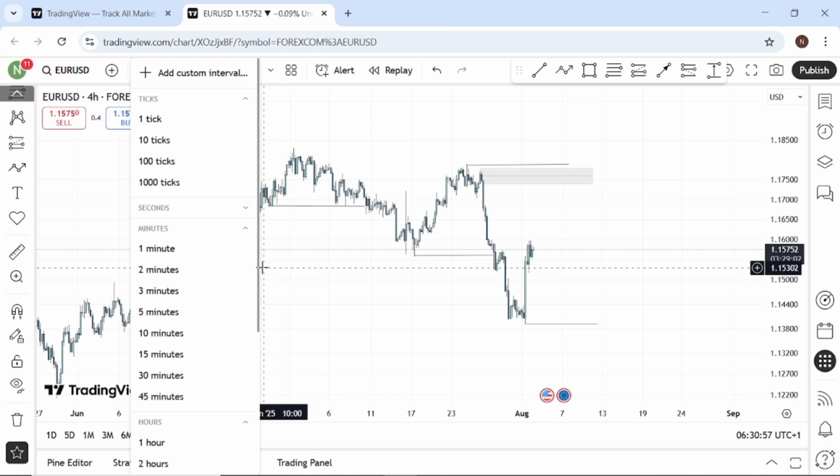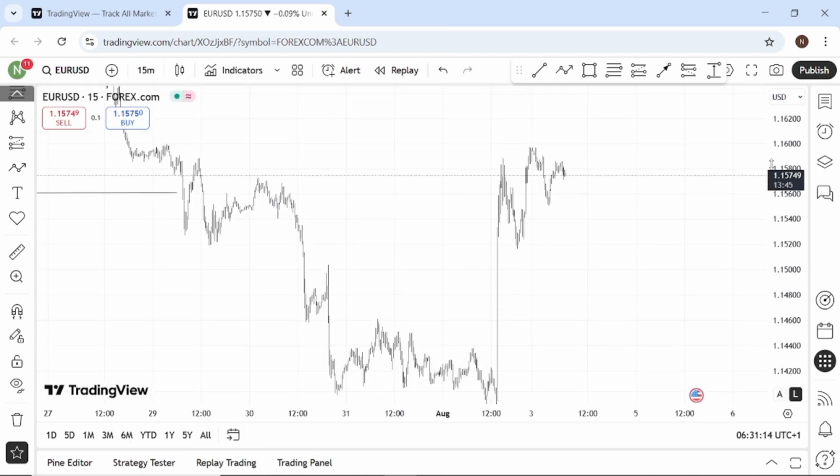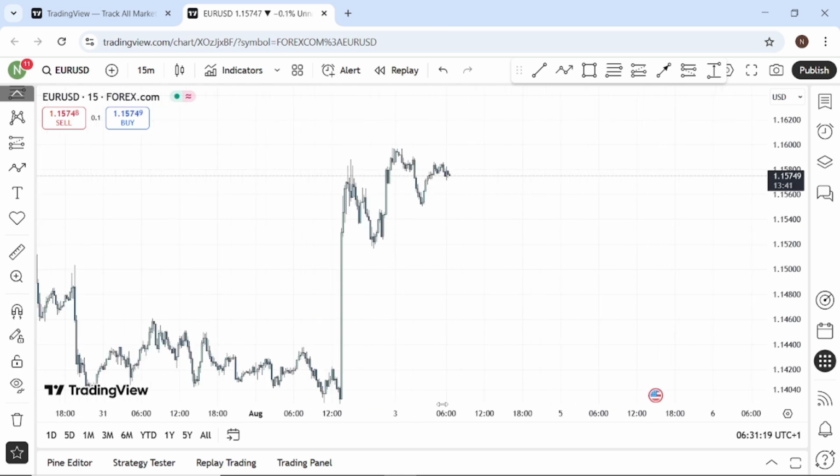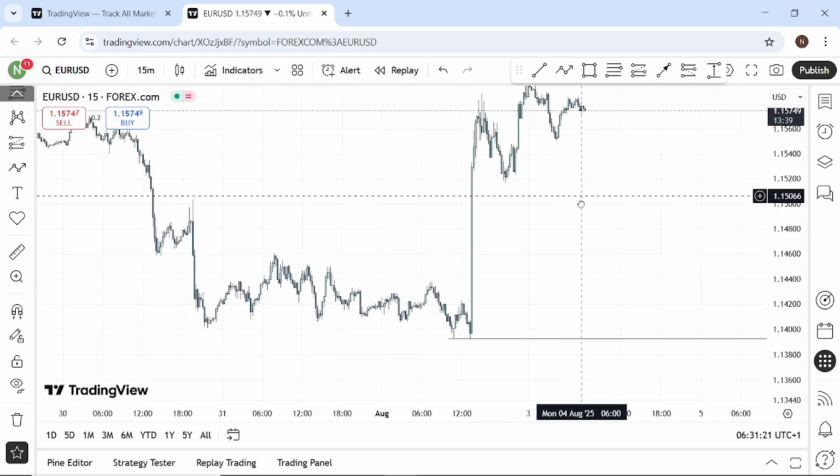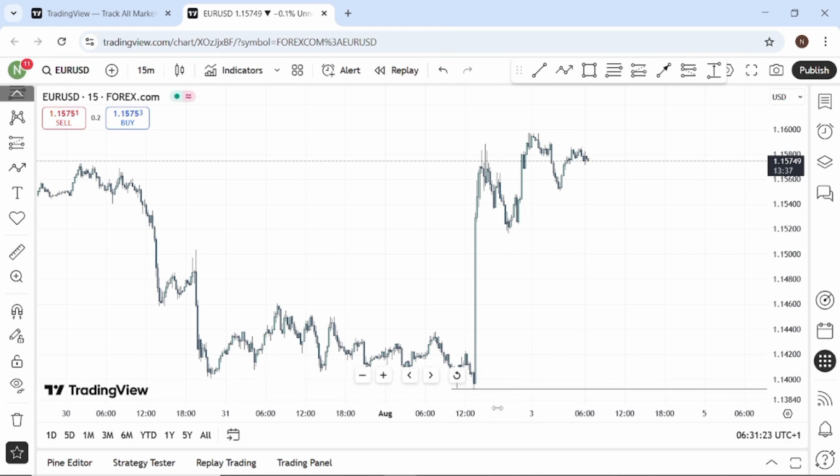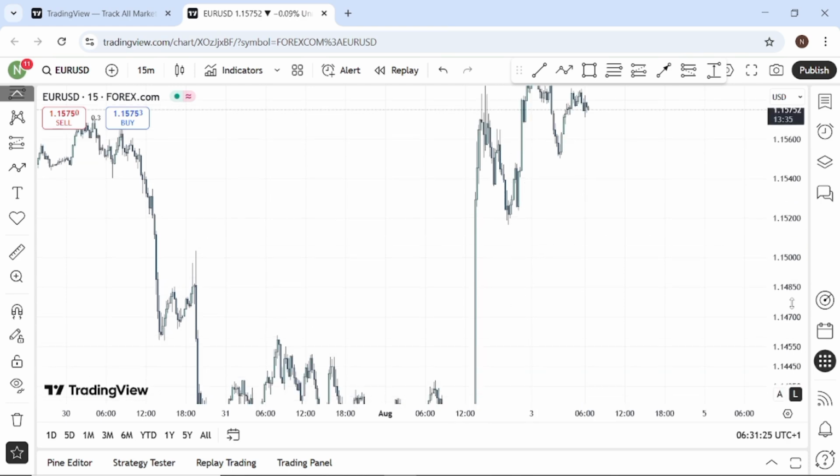Now let's go straight to the 15 minutes time frame. On the 15 minutes time frame, you can clearly see that price is in an uptrend, which means the internal structure of the H4, which is the 15 minutes time frame, is in an uptrend.